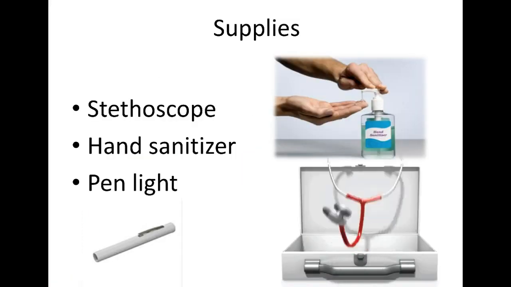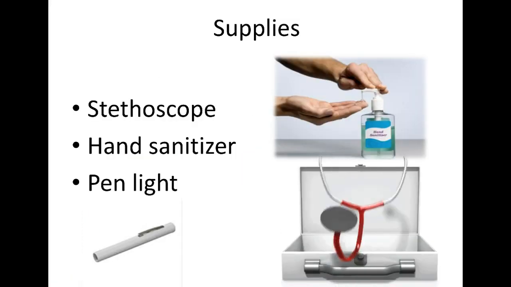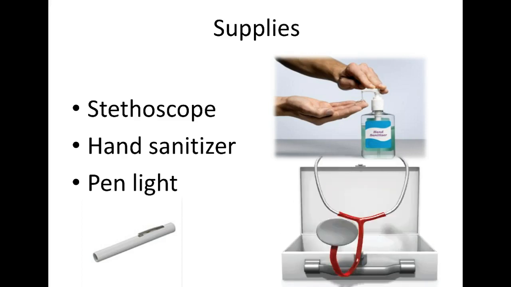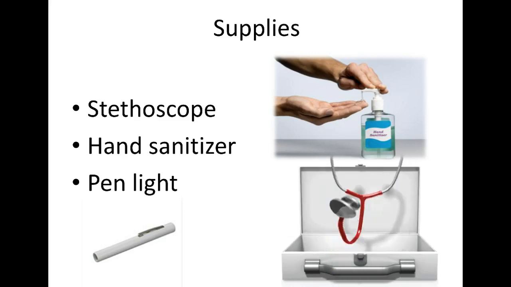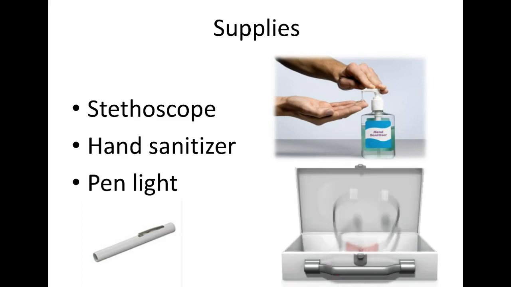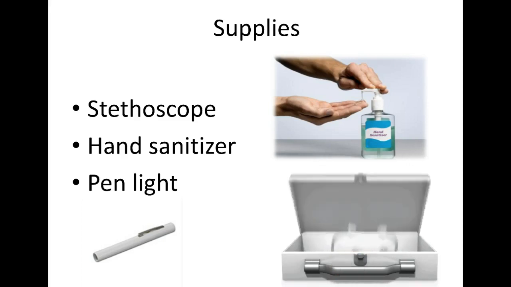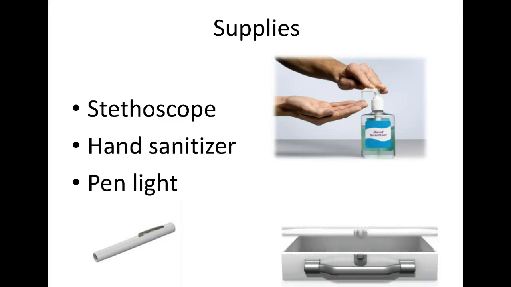The supplies that you're going to need: a stethoscope, hand sanitizer, you need to bring that with you, and a pen light. Now, up until this point, pen lights have not been in your lab bags. So if they are, great, you can use them. If not, you'll just have to buy one, and they're very inexpensive, a couple dollars at Walmart or Target or a uniform supply store.